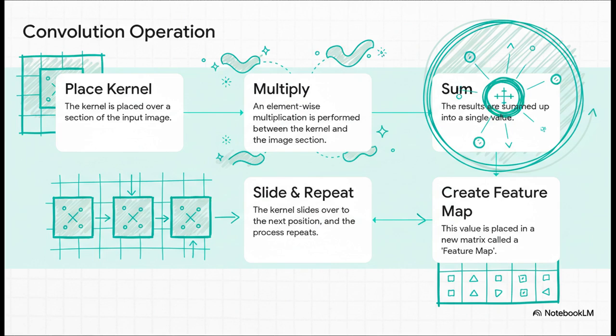It sounds fancy, I know, but it's just a few simple repeating steps. The kernel lays on top of a patch of the image. It multiplies its own numbers with the pixel values right underneath it. It adds all those results up into one single number, and it puts that number into a new grid we call a feature map. Then it just slides over one spot and does the exact same thing again and again and again all across the image.